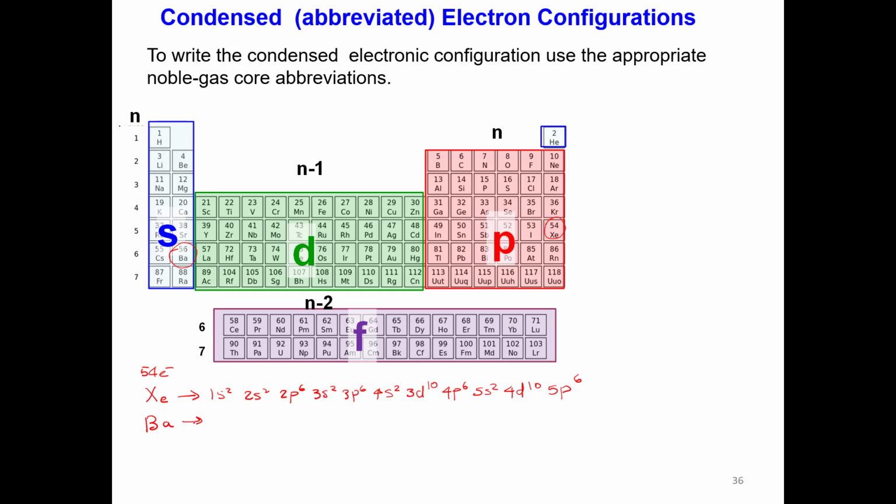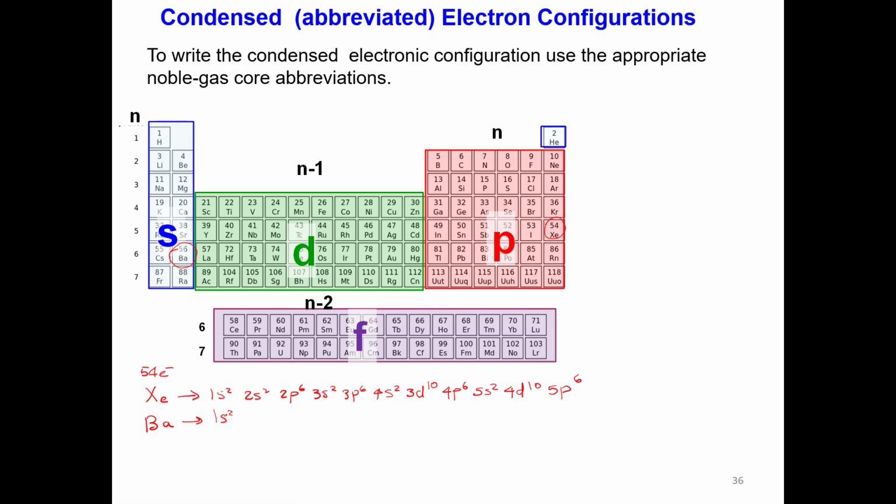Now let's write for barium. We know barium will be similar to xenon. Here is xenon, and it's similar to xenon. This part must be the same. We can try it; it should be the same. We just need to add this part.